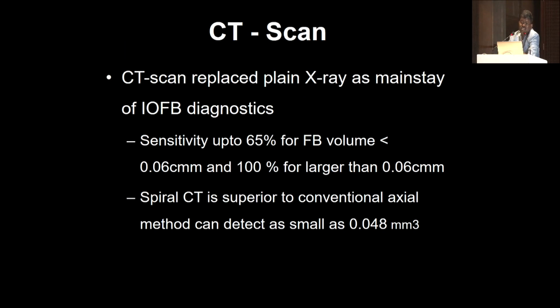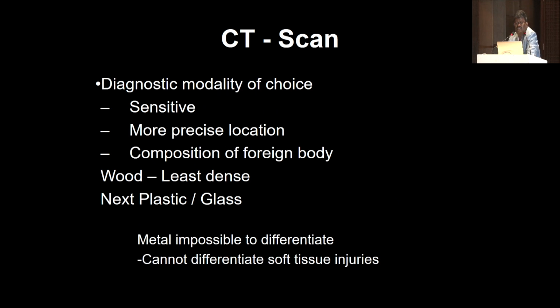So the other thing is a CT scan. Usually we do in most of the cases a CT scan to localize the foreign body. It is very sensitive, and it can detect a foreign body of 0.06 cubic millimeter. And if it is more than 0.06 millimeter, in 100% of the cases, the foreign body can be localized with a CT scan. And spiral CT is superior to the conventional CT. Even the smallest can be identified.